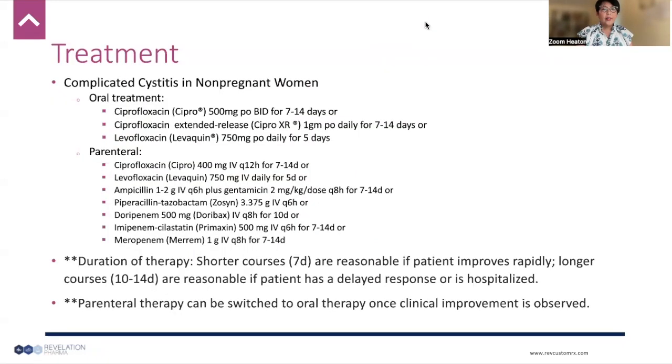For complicated cystitis in non-pregnant women, for those patients who can tolerate oral therapies, oral treatment consists of ciprofloxacin or Cipro, 500 milligrams by mouth twice a day for 7 to 14 days, or ciprofloxacin extended release or Cipro XR, 1 gram by mouth daily for 7 to 14 days, or levofloxacin, which is Levaquin, 750 milligrams by mouth daily for 5 days. Now, some side effects to consider with these fluoroquinolones.